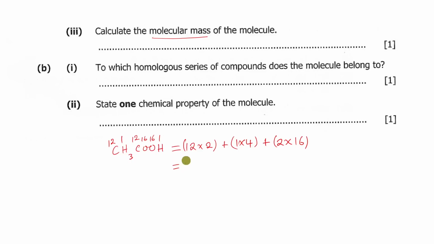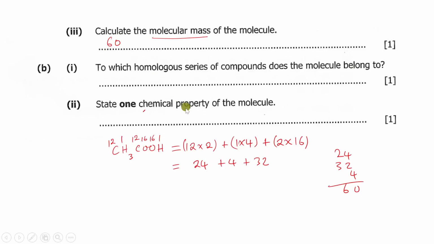So this one will be 24, plus this one will be 4, plus this one will be 32. So let's add 24, 32 and 4. This one, it will be 6, 4, 0. This one plus this one, it will be 5 plus carry 1, 60. So it will be 60.